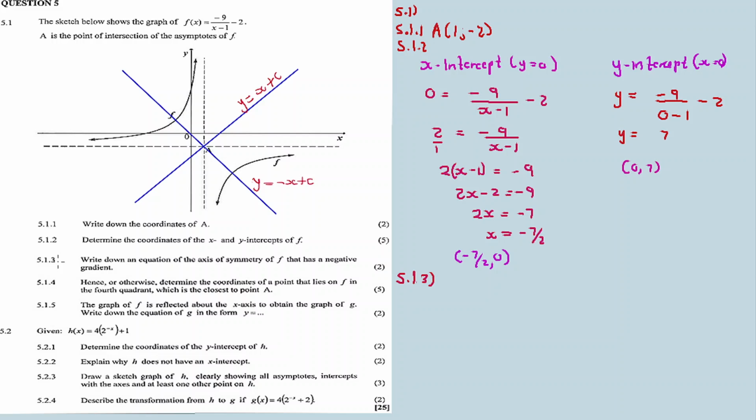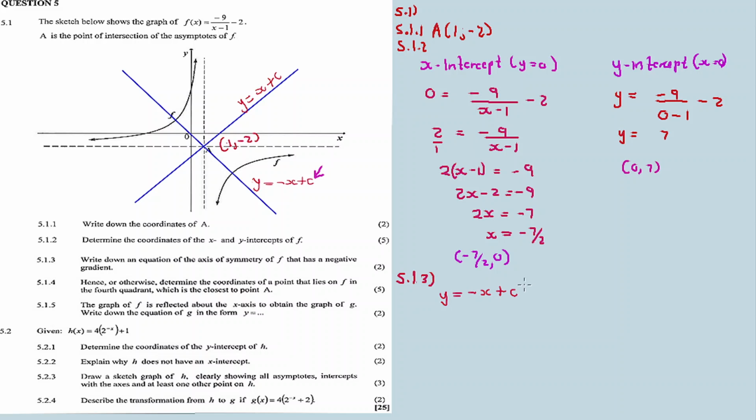Now if you calculate or write down the equation of the axis of symmetry with a negative gradient, we have to calculate the value of c. So y equal to minus x plus c. Let us calculate c. Remember the coordinates of the point of intersection, the coordinates for A: 1 and minus 2. It's a point that lies on both the axes of symmetry for a hyperbola.